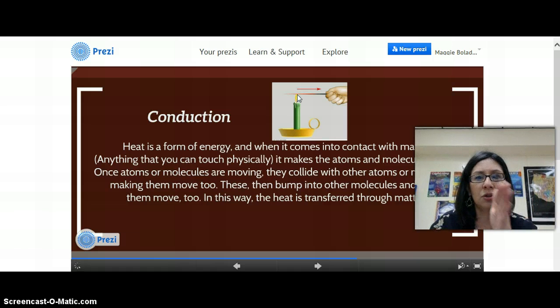This hot molecule turned this molecule hot, or it made it vibrate. Okay, and it moves in this direction. When that bumping happens, when that collision happens, it's not radiation, it's not convection, it's conduction. This bumping into other molecules makes those molecules move. In this way, heat gets transferred. For example, right here, the heat is getting transferred from this end to that end. Ultimately, it's going to get transferred to your hand if you don't let it go. Okay?